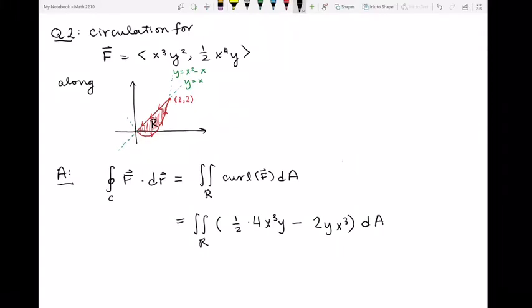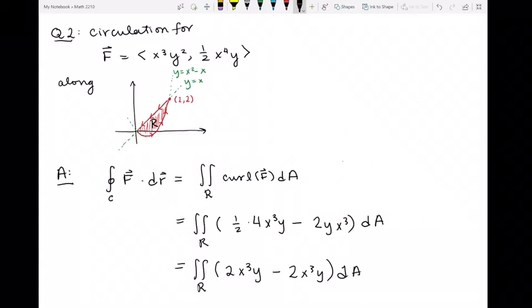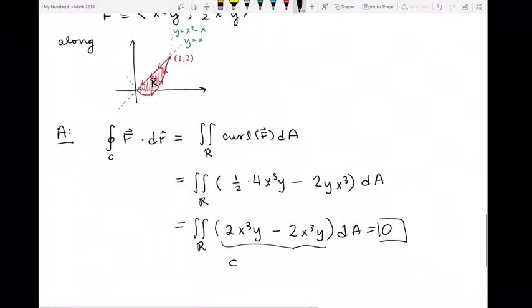Why not? We don't have to think about which order we're going to put the limits, because look what happens. This is actually 0. Let me just write it so it's a little bit more obvious. If I simplify this, it is 2x cubed y minus 2x cubed y dA. Well, that's 0. Pretty nice, right? It doesn't matter what path I take through here. The curl, the integrand here, is always going to be 0.